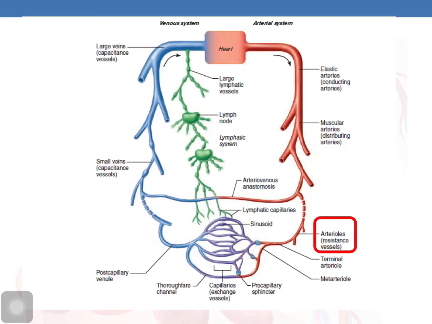The last type of artery is the arteriole, which is the smallest of all the arteries. The arterioles have a lumen diameter ranging from 0.3 millimeters down to 10 micrometers.